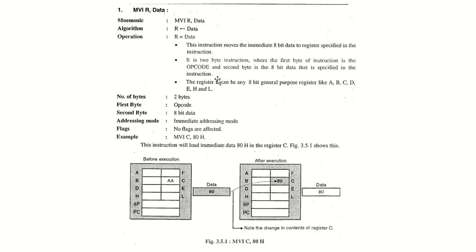The instruction moves the immediate 8-bit data to the register specified in the instruction, and it is a 2-byte instruction where the first byte of the instruction is the opcode and the second byte is the 8-bit data specified in the instruction. The register r can be any 8-bit general purpose register like A, B, C, D, E, H, L, any of those. First byte is opcode, second byte is 8-bit data, clear. And it is following the immediate addressing mode.